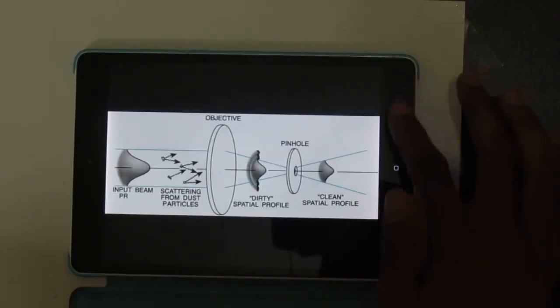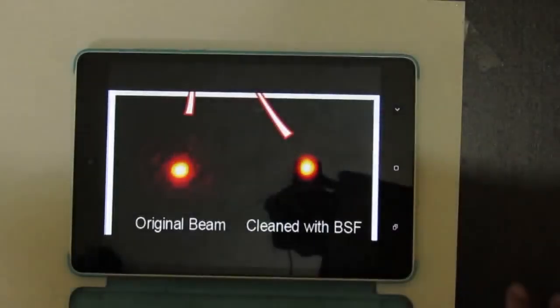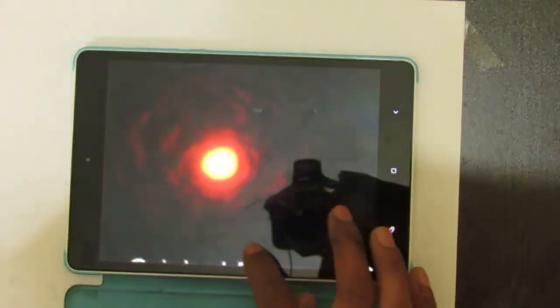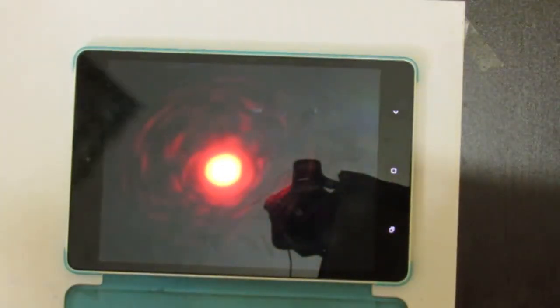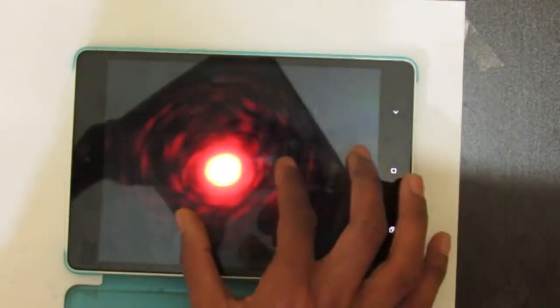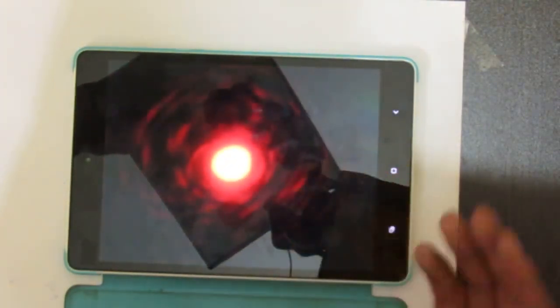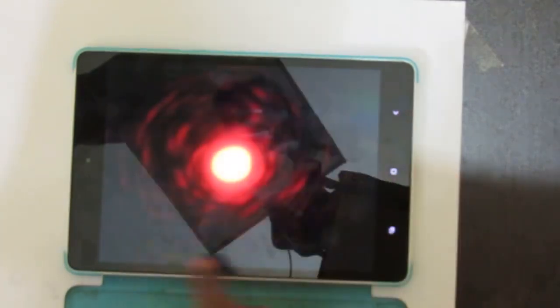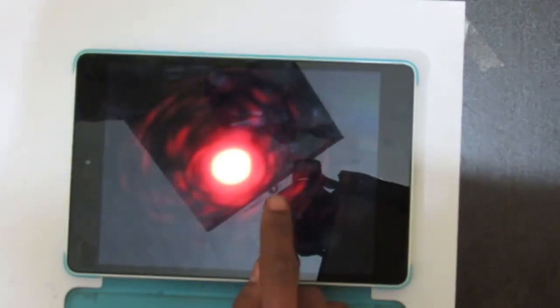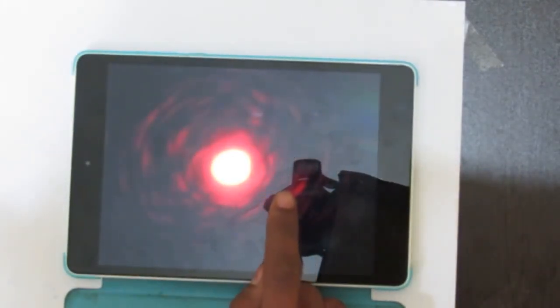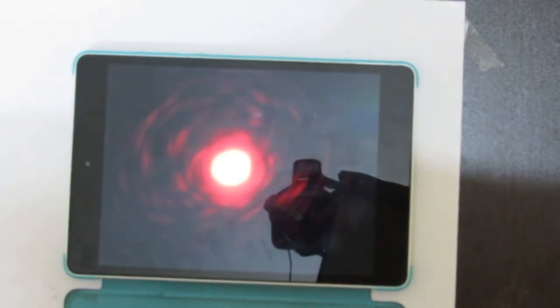Let me show you another image. As you can see, this beam is not very clean, because of some dust particles or some errors, some scattering from dust particles. There are some reflections, some beam present outside, some intensity is there. To carry out your experiment, for example in interferometric experiments, you need very clean laser beams. These kinds of laser beams cannot be used. They will not give you very accurate results. So you can clean the spatial profile of your laser by using the 4F system.